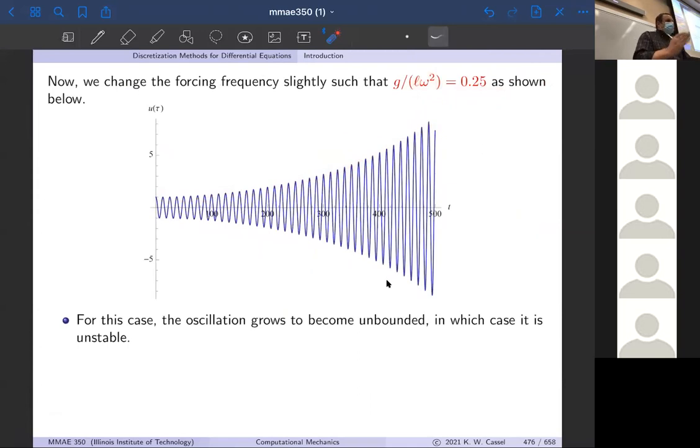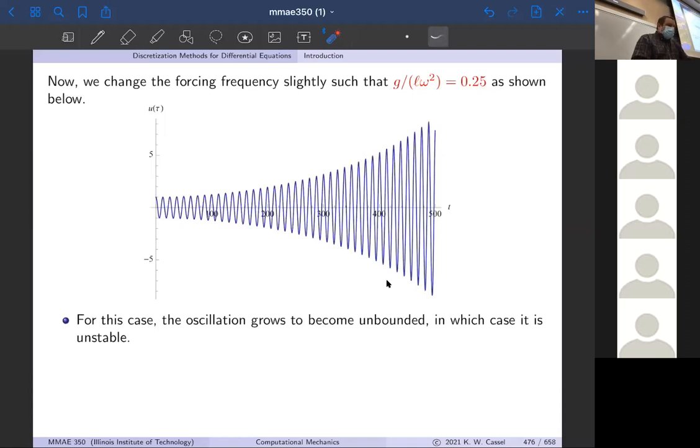Okay, so think about what just happened. By choosing a particular vertical forcing frequency, even though it's small amplitude, what I've done is cause my pendulum, when it's hanging down, to all of a sudden, the amplitude gets bigger and bigger and bigger, and it becomes unbounded. It's unstable. So I've made an otherwise stable system unstable just by picking the vertical forcing frequency just right.